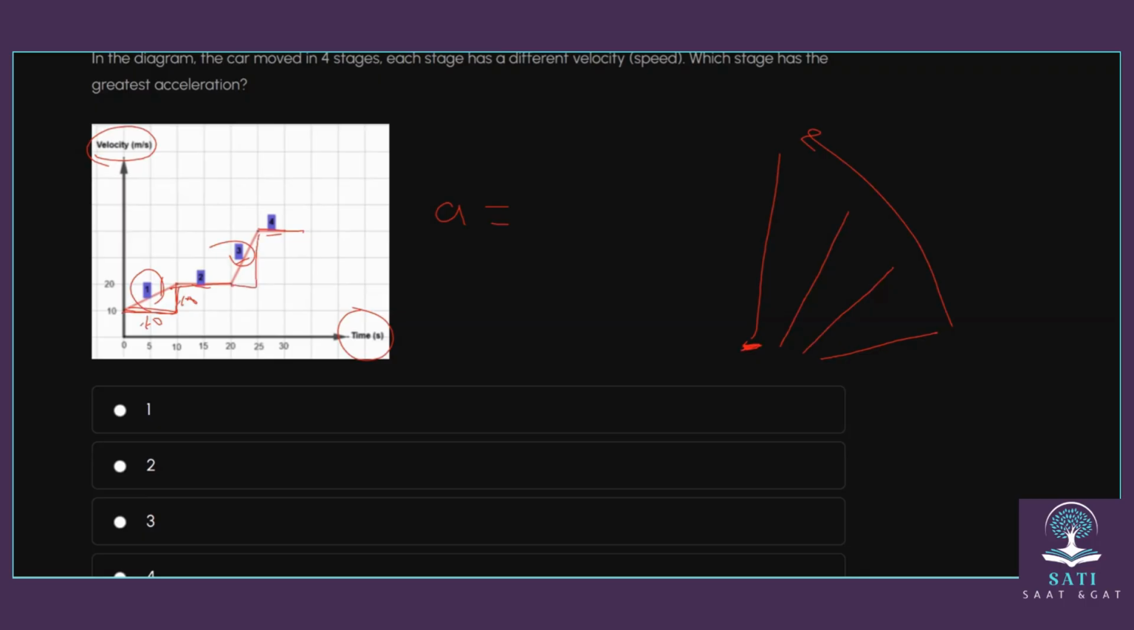And here the slope represents 20 over 10, so that means it is 2. So here the line has the greater slope. That means in stage 3, the acceleration is the greatest. So you choose 3 as the answer.